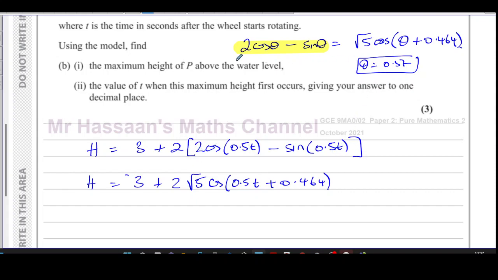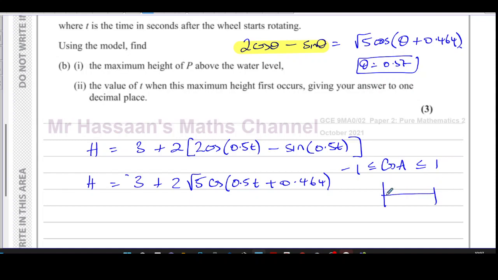Okay, so that's now the same form as this. So this and that will be the same. I'll replace this with root 5 times cosine of that angle plus 0.464. So I have now expressed h in a form which makes it easy for me to find its maximum and minimum value. Because we know that the cosine of any angle is always between 1 and -1. That's its maximum value and that's its minimum value.